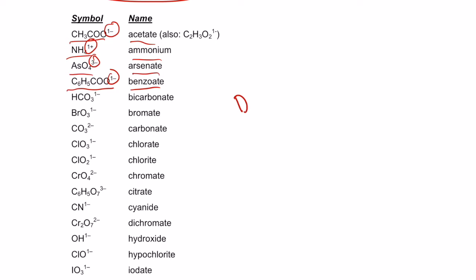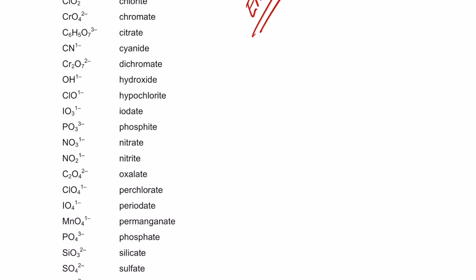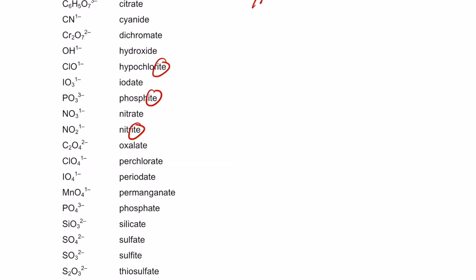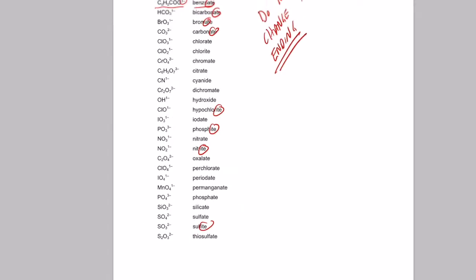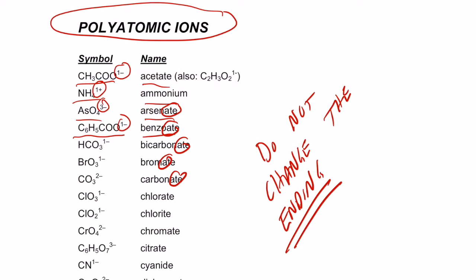Now we do not change the ending of polyatomic ions. We don't change them. You'll notice that almost all of them end with "ate," or you'll see a bunch that end with "ite." And of course there are a few others, but most of them end with "ate" or "ite." Okay, so this list, once again, is at the front of your manual, right behind your periodic table.